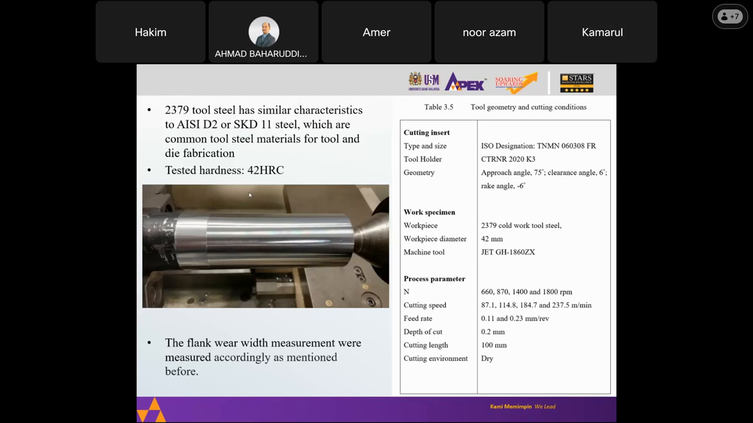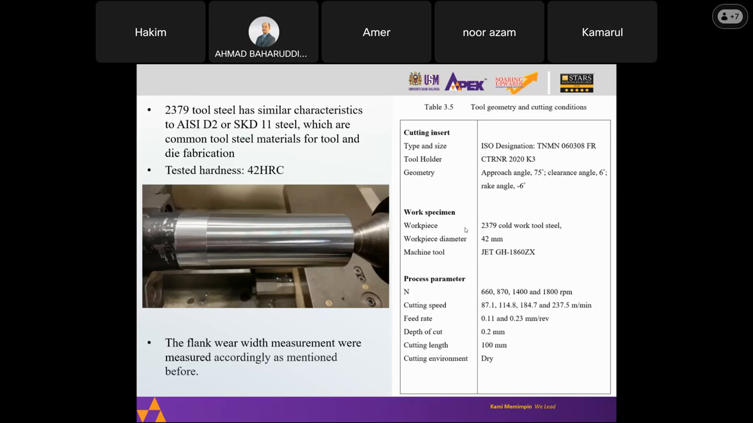Then the flank wear was measured according to the estimation before. Okay, Table 3.5, tool geometry categorization. This is the ISO designation code for our insert, ENMN 060308FR. Then this is the designation code for the tool holder. The geometry approach will be a 75 degree cutting angle and rake angles.